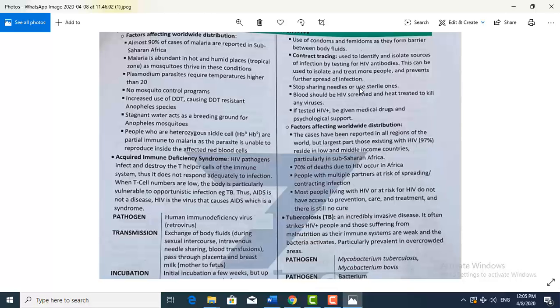Sterile means they are actually brand new or disposable. That means you only use it once. The blood should be HIV screened and heat treated to kill any virus. If tested positive for HIV, then you should be given medical drugs and psychologically supported.